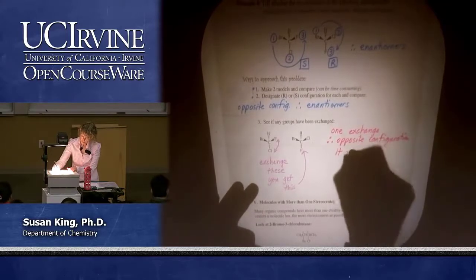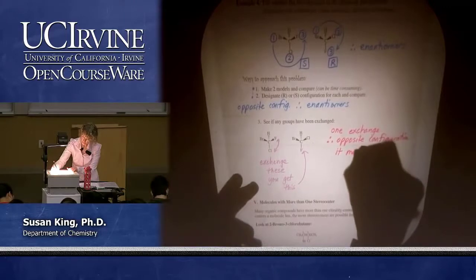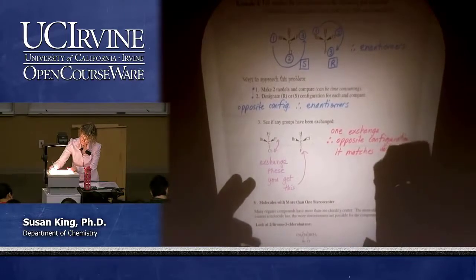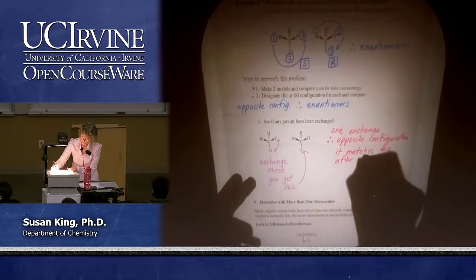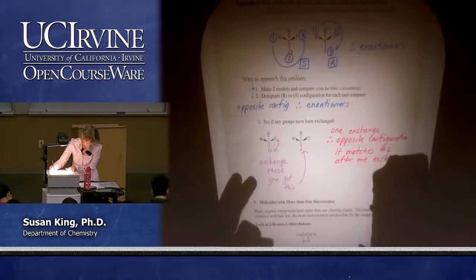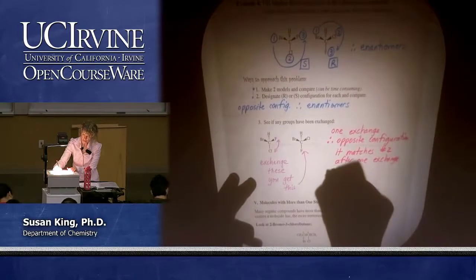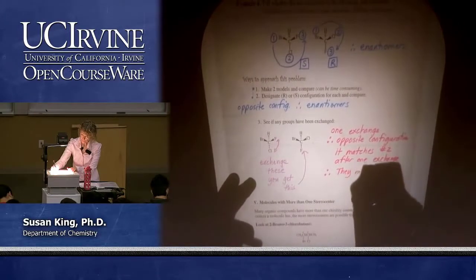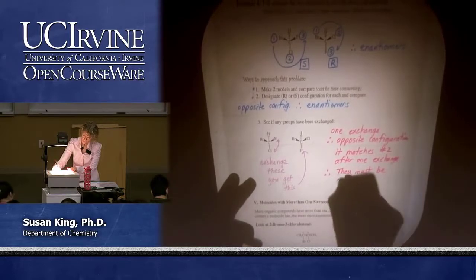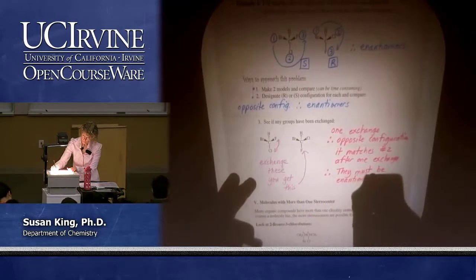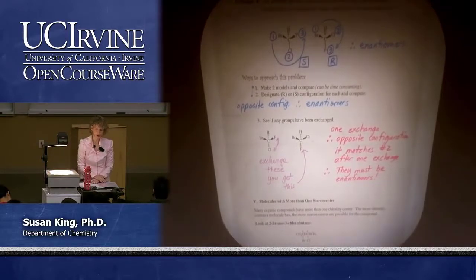It matches number 2 after 1 exchange. Therefore, they must be enantiomers. That is the fastest way of all, and it's the way that's going to give you the least likely chance of... if you do number 1, you're less likely to finish the exam. Number 2, it's easy to make a mistake when assigning S and R. So easy to make a mistake.